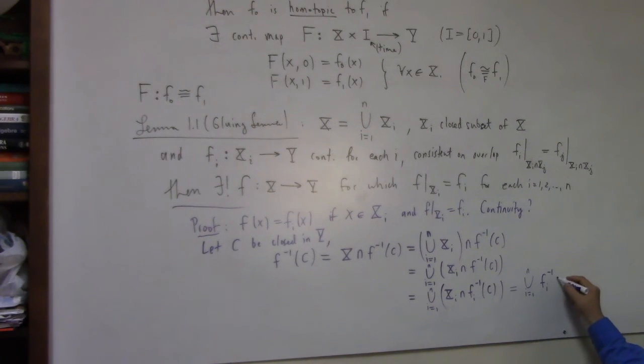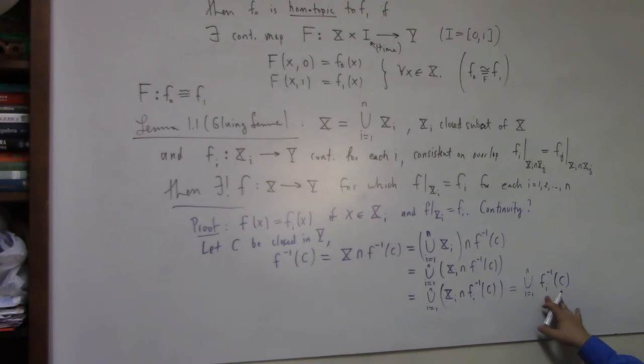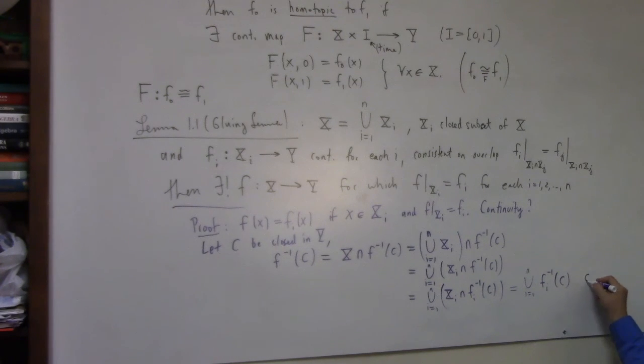Let's see here. The union from i equals 1 to n of fi inverse of C. But what do we assume? Continuous. C is closed, and fi is continuous, so the inverse image of closed is closed. And so you've got a finite union of closed sets, which is once more closed. So we just showed that the inverse image of a closed set is closed, and that suffices to prove continuity of f. Right?